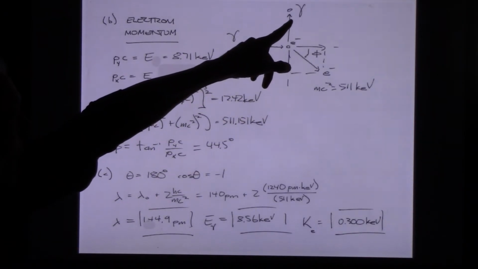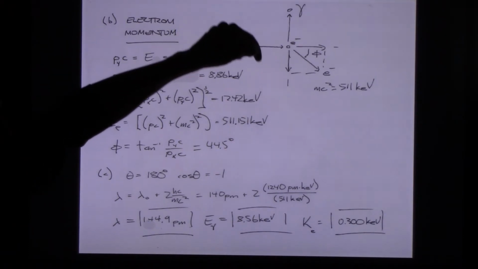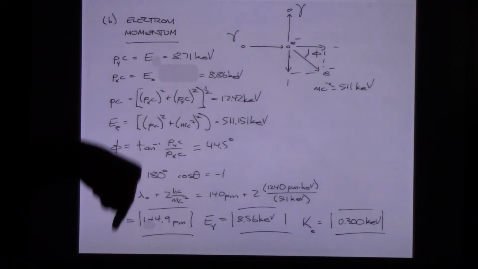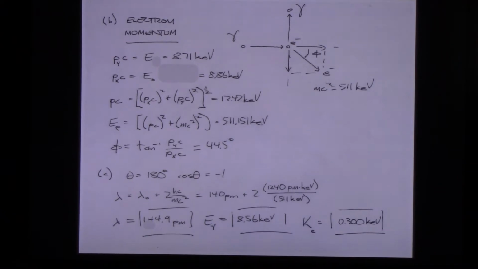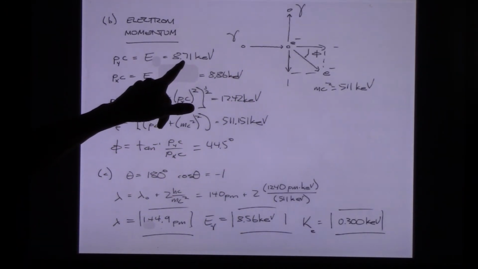That's this photon right here. So whatever momentum that photon has, the electron would have to have an equal amount in the opposite direction. It's momentum conservation in the y direction. So I know what that component's got to be. It's got to be the 8.71.